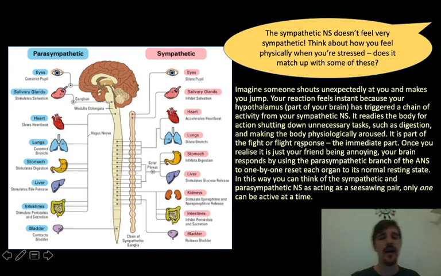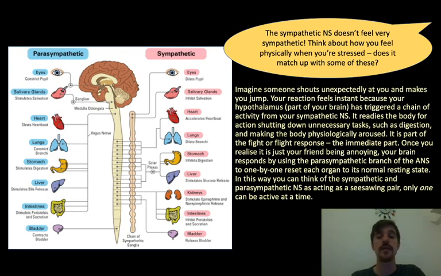Right, so here's a scenario, starting to put this into practice again. Imagine someone shouts unexpectedly at you and makes you jump. Your reaction feels instant because your hypothalamus, part of your brain, has triggered a chain of activity from your sympathetic NS, and it readies the body for action, shutting down a lot of unnecessary tasks such as digestion. In this moment, do I need to be digesting? No. And it makes the body physiologically aroused. It is part of the fight or flight response, and the immediate part.